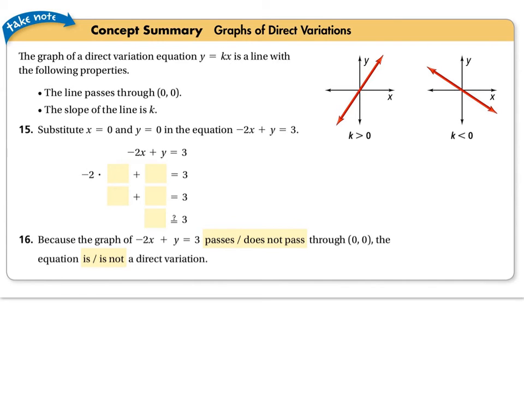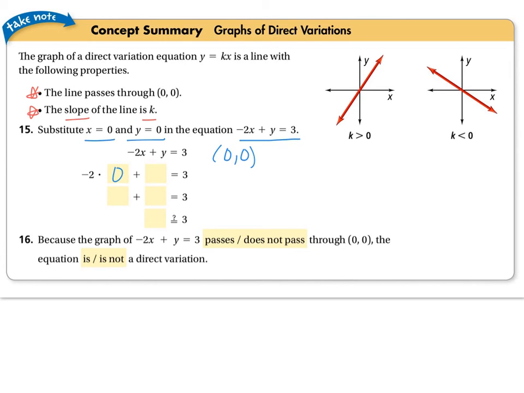There are two things we know about the graph of the direct variation equation. One, the line passes through 0, 0. And second, the slope equals k. K is the slope. So looking at an equation, let's say we're looking at this equation right here, we can determine if this is a line that's a direct variation or not. We can substitute the point 0, 0 in and see if it's on this line. If it's on this line, then the graph is a direct variation.